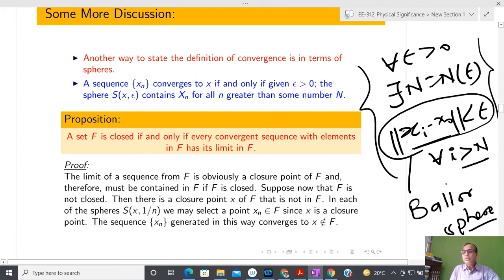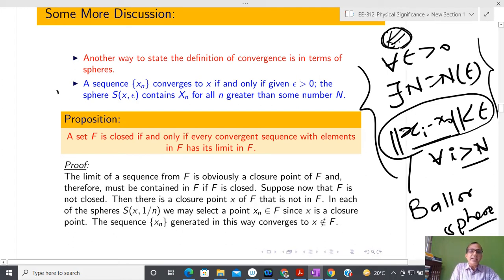So if some sequence is converging, then it is possible to show that for i greater than some number n, all the values of the sequence that are going to be generated will lie inside this sphere only.